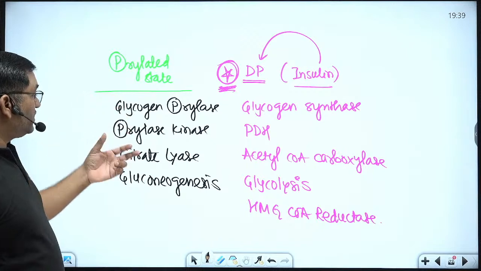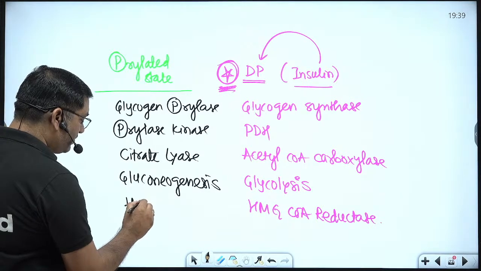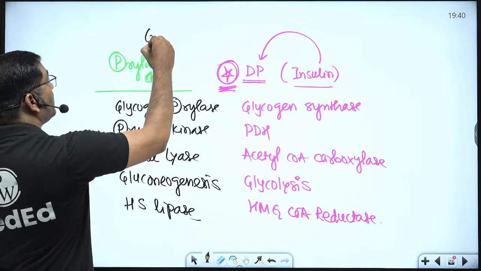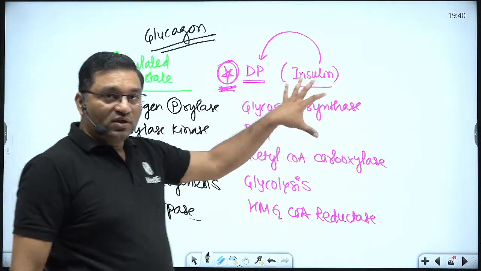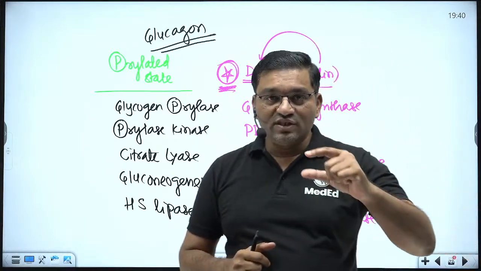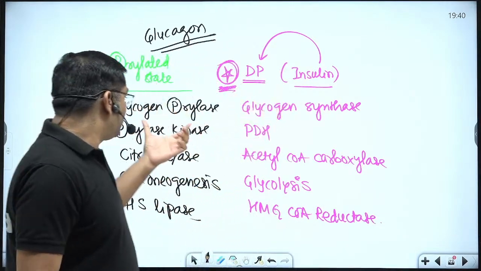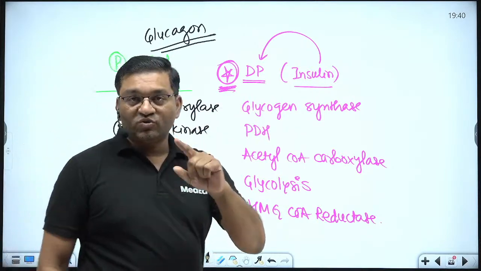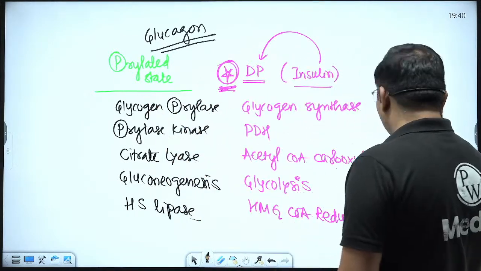So these are active in the phosphorylated state. Also the hormone sensitive lipase is active in the phosphorylated state. So this is favored by glucagon. So remember these enzymes. There is one table in Harper in which the enzymes which are active in the dephosphorylated state and the phosphorylated state are written. So remember these important examples of the dephosphorylated state and the phosphorylated state. The dephosphorylated state is maintained by insulin, while the phosphorylated state is maintained by glucagon.